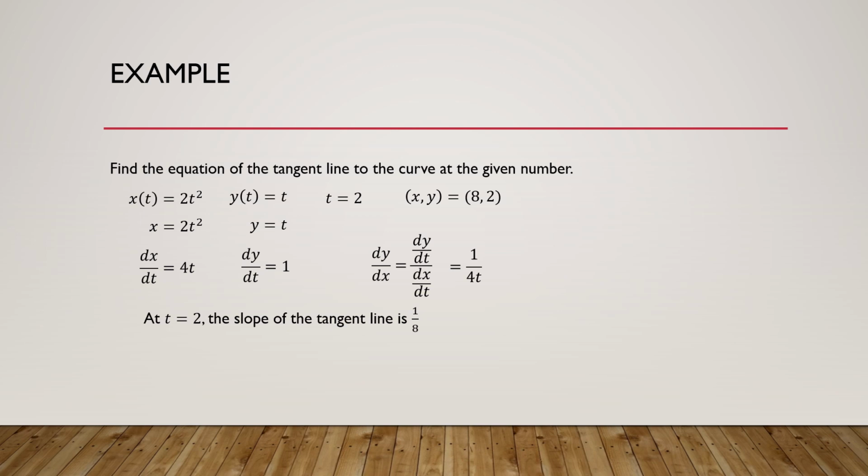Using the slope equation, y minus y1 equals m times (x minus x1), we get y minus 2 equals 1 over 8 times the quantity x minus 8. This simplifies to y equals 1 over 8 times x plus 1.